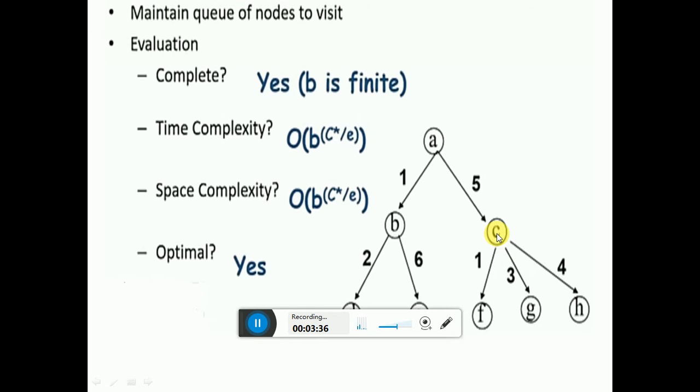But here this C expanded to F because the path cost is 5 plus 1 is 6. Then further expansion is what? After F, then E. The path cost is 1 plus 6 is 7. After that, the further expansion is what? G. The path cost is 5 plus 3 is 8. And the last H, expanded node is H. The path cost is 5 plus 4 is 9.